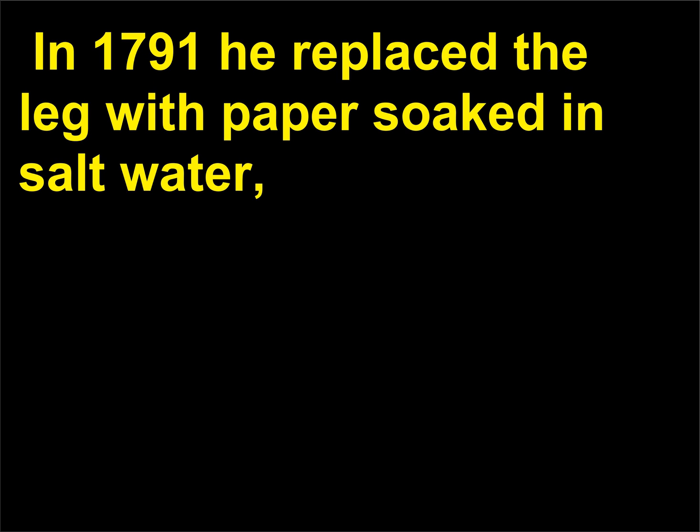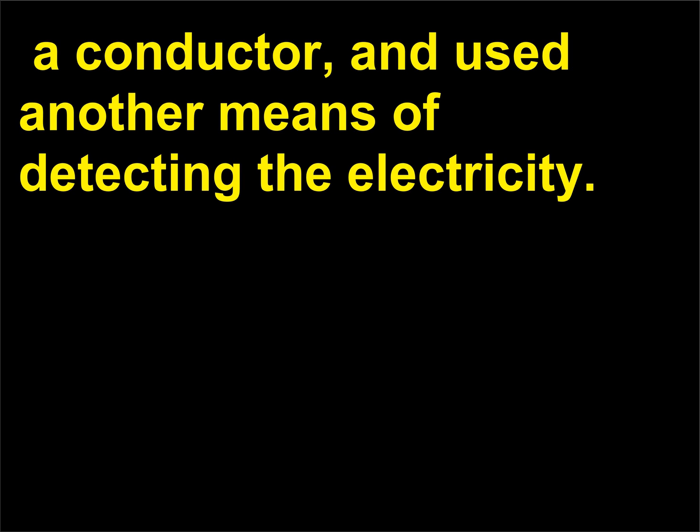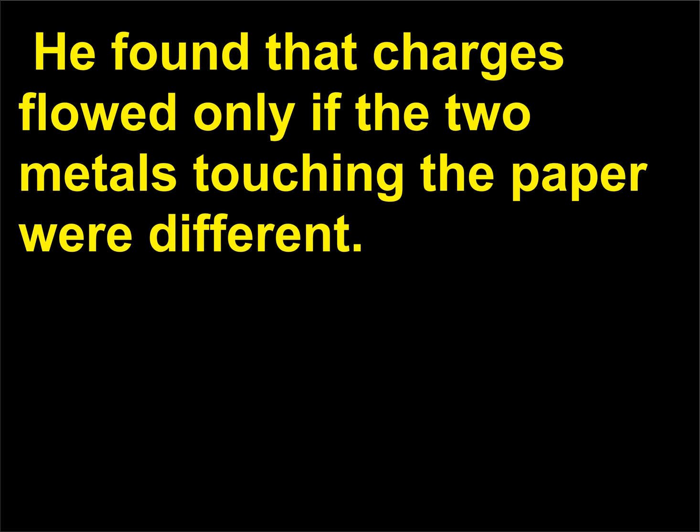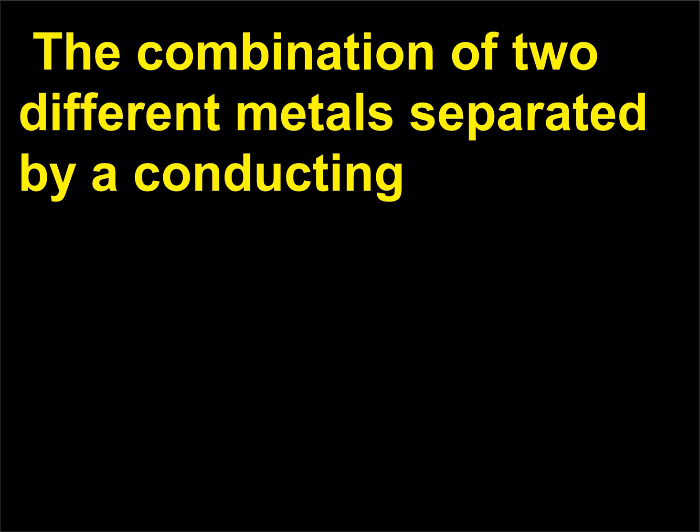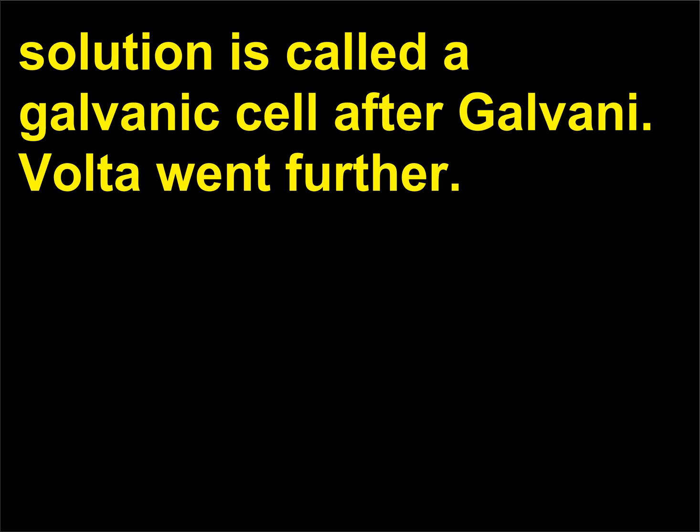In 1791 he replaced the leg with paper soaked in salt water, a conductor, and used another means of detecting the electricity. He found that charges flowed only if the two metals touching the paper were different. The combination of two different metals separated by a conducting solution is called a galvanic cell after Galvani.